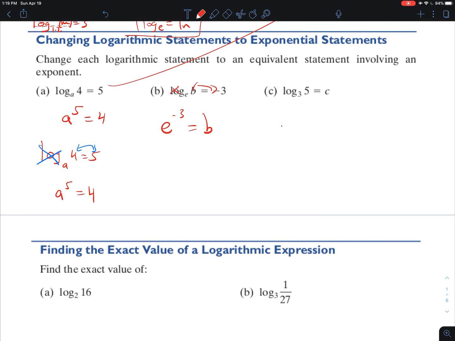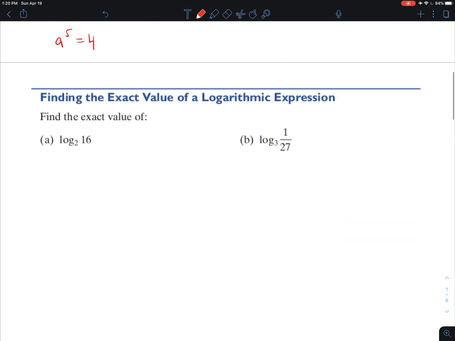And then lastly, 3 to the c equals 5. So that's just going back and forth between exponential and logarithmic form. We'll talk more about what exactly is happening when we do that, but for now, if you know the operation to get from one to the other, you're in a good spot.